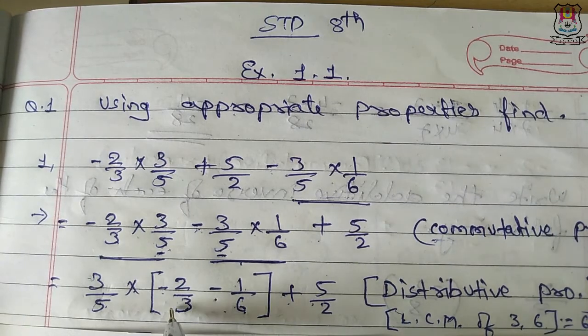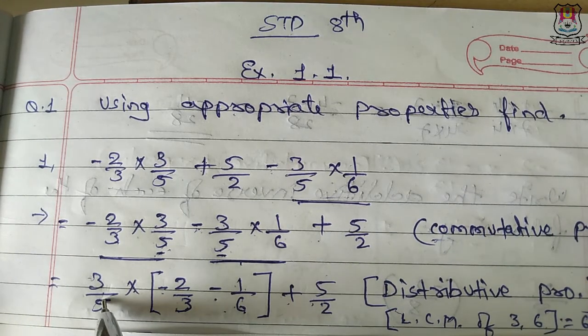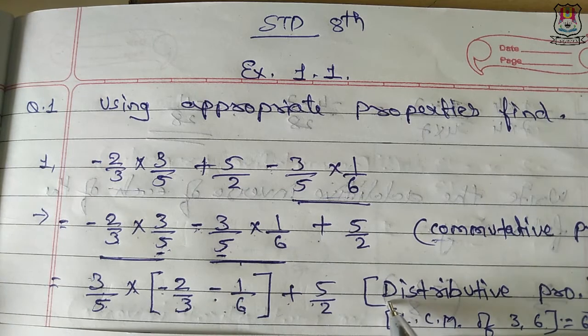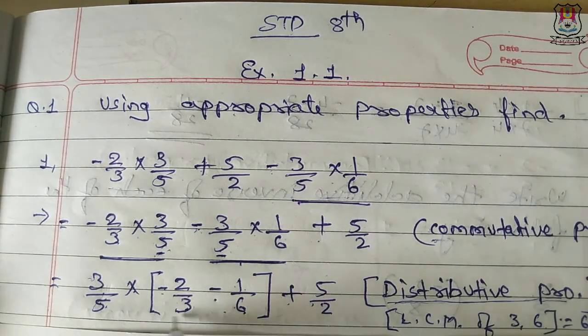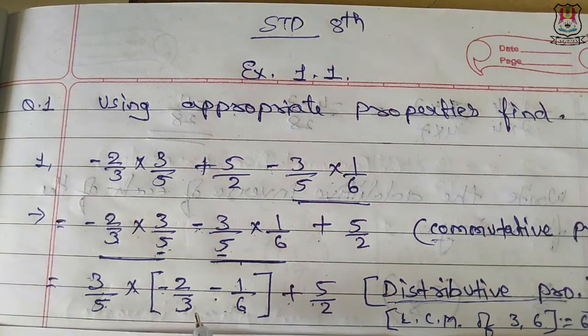So which property have we used over here? When we are taking things common out, it is called distributive property. Now this is the distributive property that we have used over here, which I have explained in the previous video of the introduction of the chapter, that you can refer to.